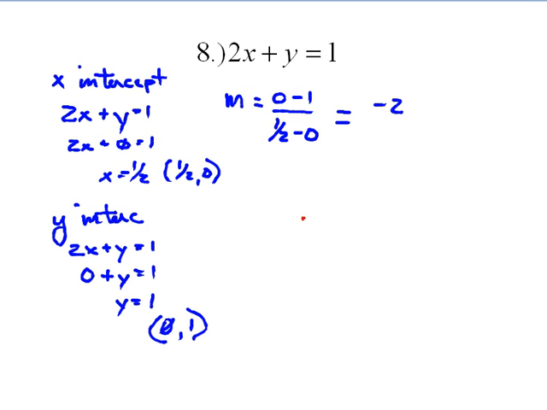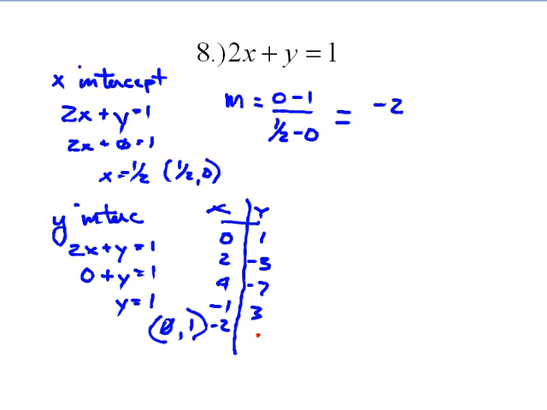Alright, we need our little table. And I'll just pick some values, 0, 2, 4, and a couple negative values. Let's see, the answer is 1, negative 3, negative 7, 3, and 5.